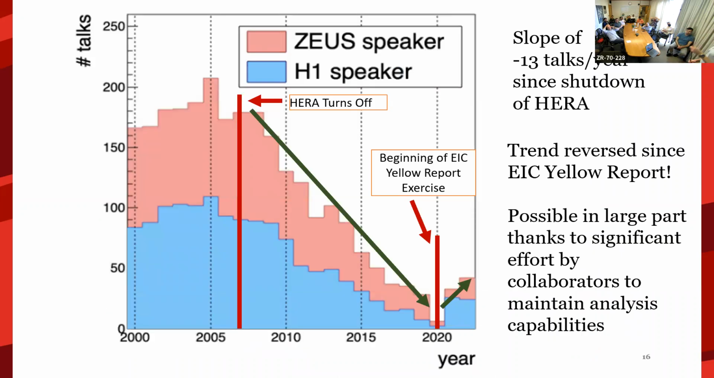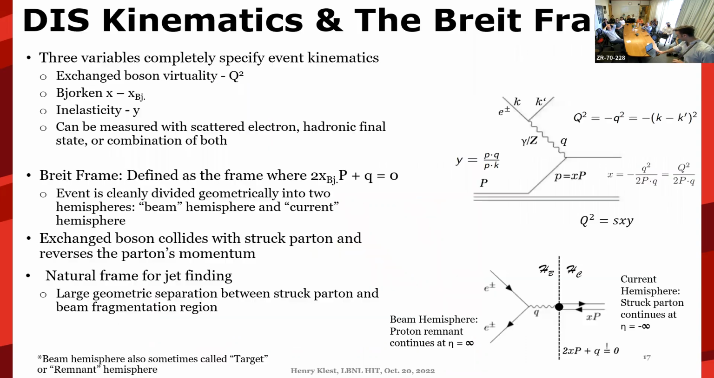So here's an interesting historical plot, a cute one. HERA turned off in 2007, and this shows the number of talks per year on the y-axis and year on the x-axis. You can see a negative slope of around negative 13 talks per year. However, the EIC Yellow Report has actually reversed that trend, with H1 contributing a large fraction of the talks since 2020. Okay, so now to physics.